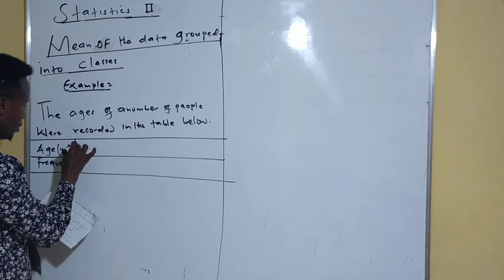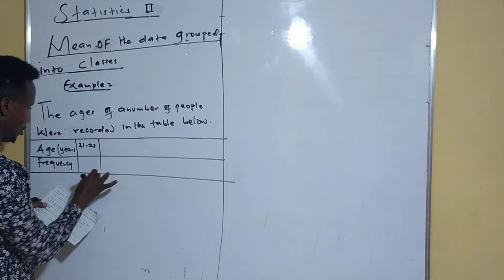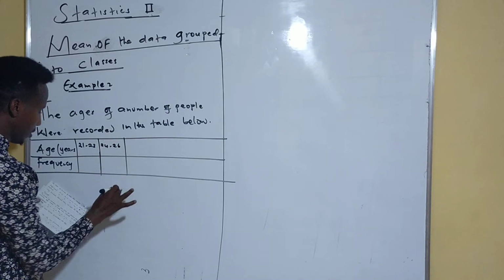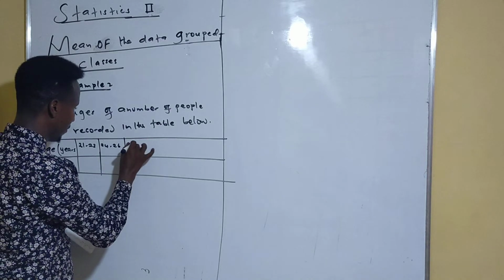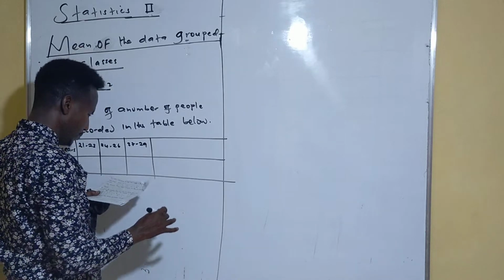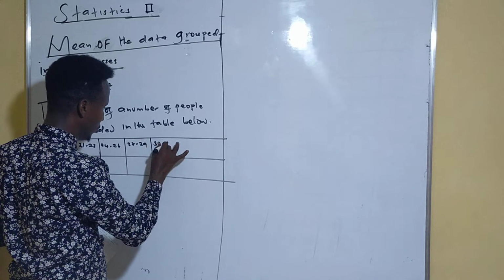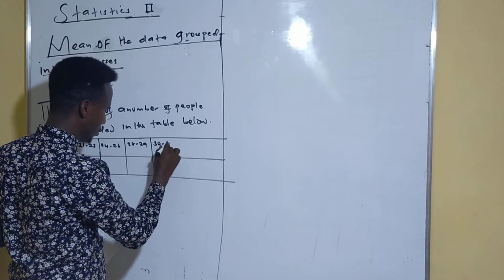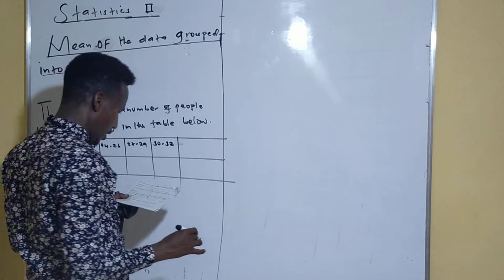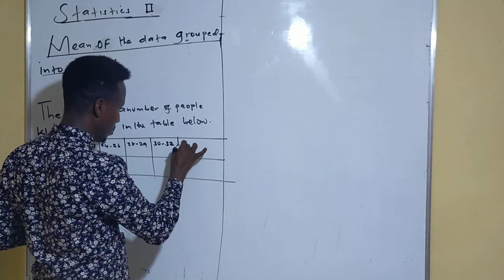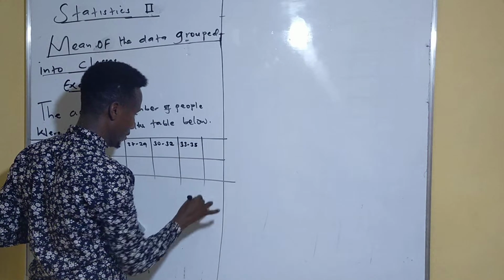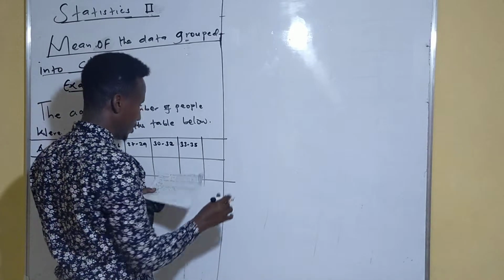So I have 21 to 23, then 24 to 26, then 27 to 29, then 30 to 32, then 33 to 35, then I also have 36 to 38.